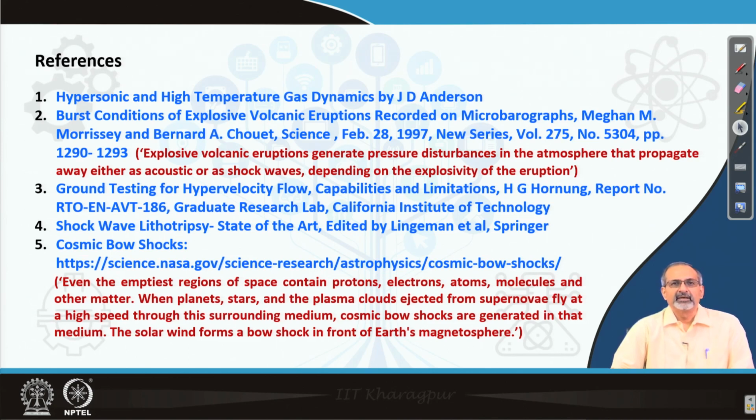and quoting one of the sentences in that coverage, even the emptiest regions of space contain protons, electrons, atoms, molecules and other matter. When planets, stars and the plasma clouds ejected from supernovae fly at a high speed through the surrounding medium, cosmic bow shocks are generated in that medium. So, this is a very interesting astrophysical phenomenon. Incidentally, the solar wind forms a bow shock in front of the Earth's magnetosphere. You often may have noticed such kind of news coming in the media these days, and that it may disrupt our telecommunications and so on.